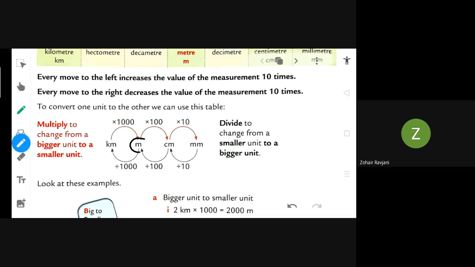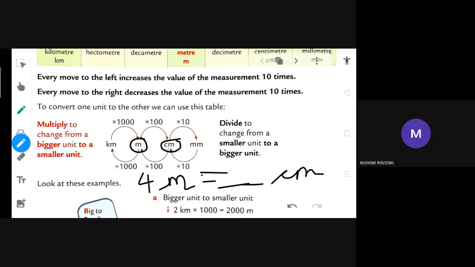Then here, meter and centimeter. It is given 4 meter equals to dash centimeter. Ma'am, the answer will be 400 centimeters. Yes, ma'am, our answer will be 400 centimeters.